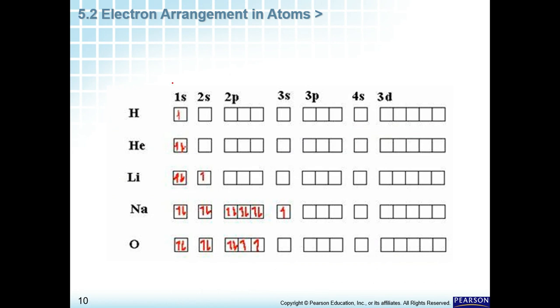You're also going to notice these written up the top are written in the order of lowest energy to highest energy. Again, these electrons are going to fill the lowest energy boxes first before they move to the next one.